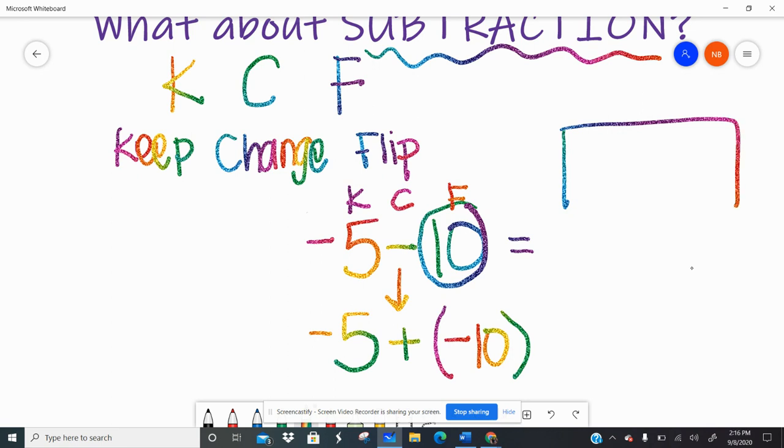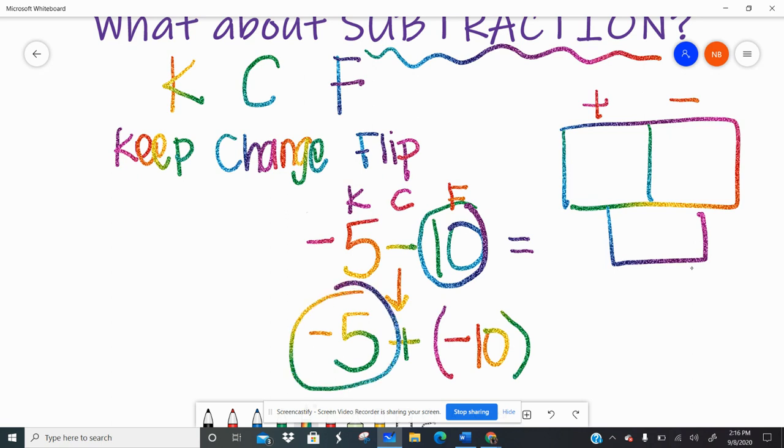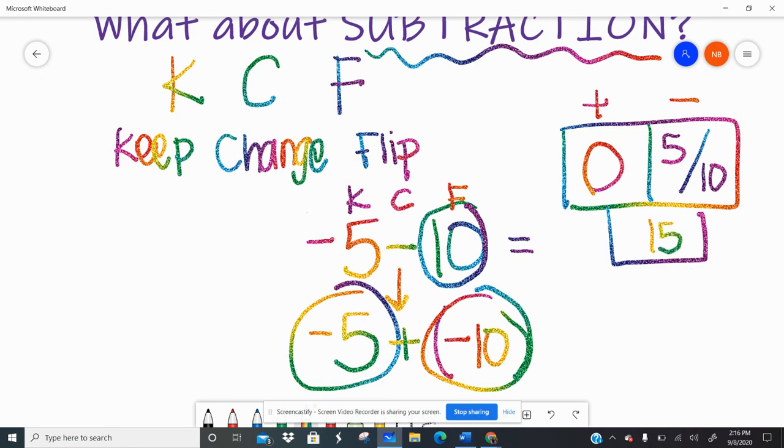Well, let's use our scoreboard strategy. Positive team, negative team. Negative team has 5 points. And then the negative team again has 10 points. Positive team has 0 points. So 5 and 10 is 15. Remember, if we're on the same side, we add them. And because it's the negative team, we add that -15. So -5 plus -10 is -15.